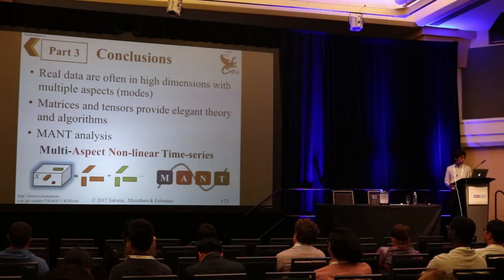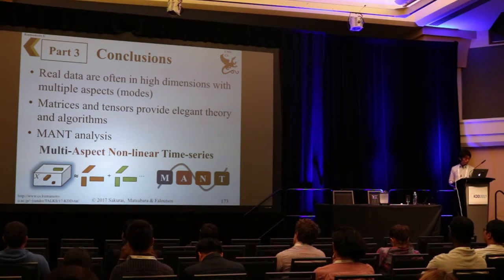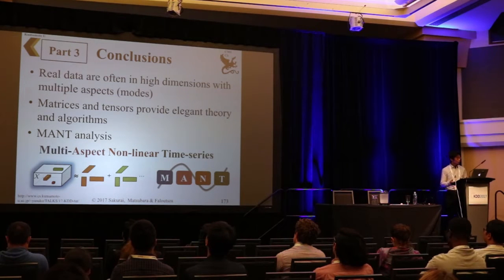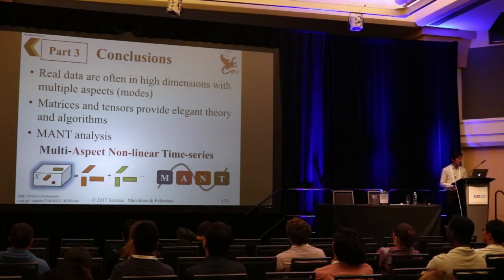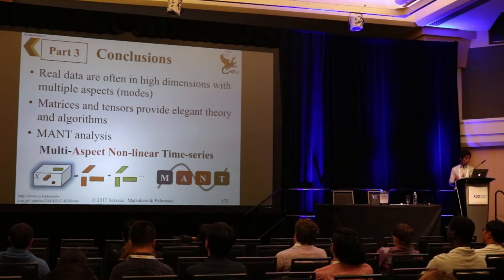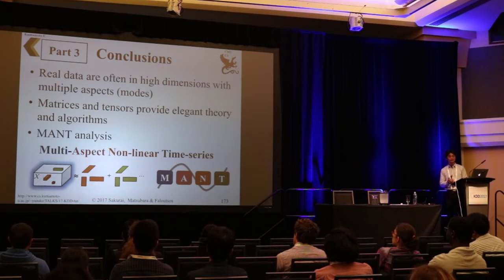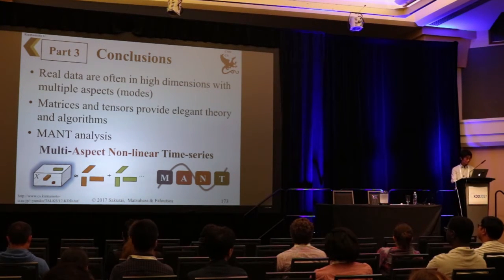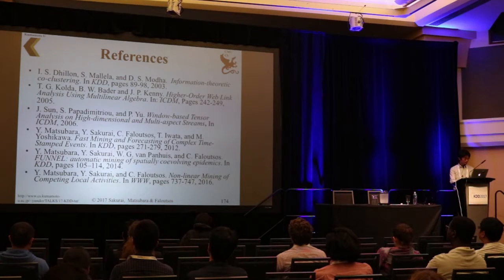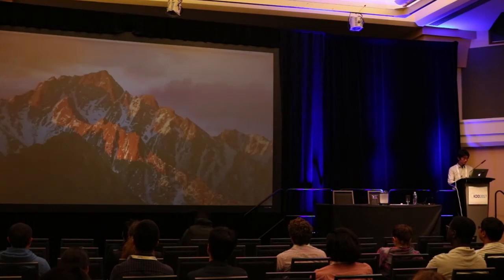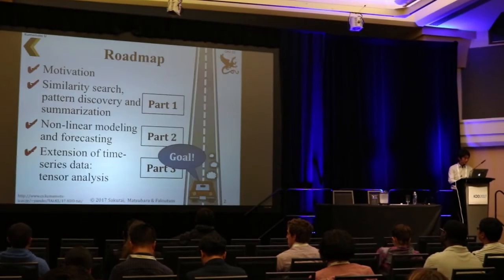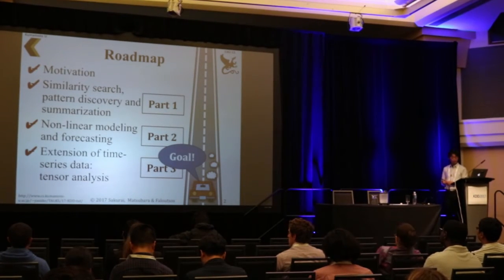Okay. So as a conclusion, real data is often high dimensional in multiple aspects, and tensors provide elegant theory and algorithms. We also introduced non-linear tensor analysis, and there are differences. So these are the conclusions. And this is the roadmap.